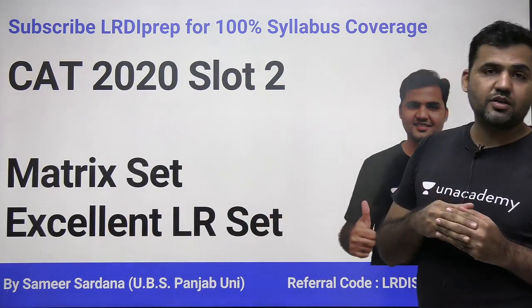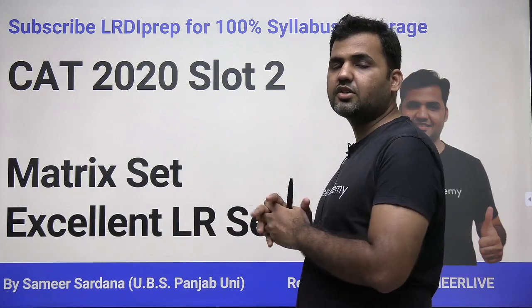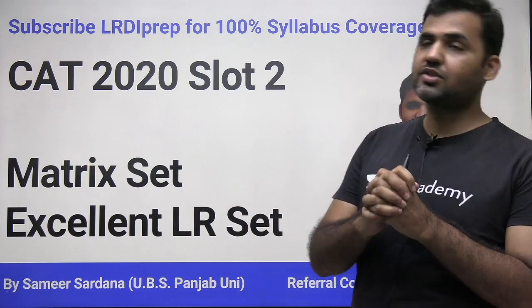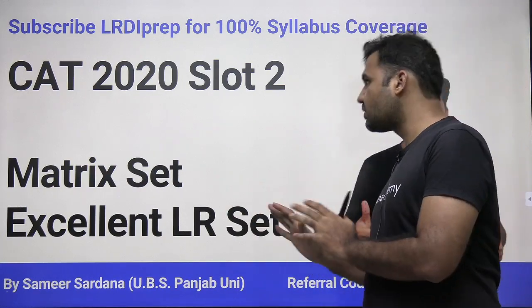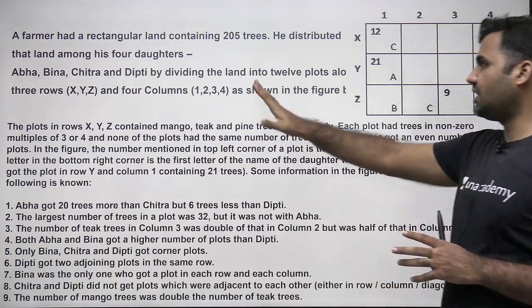In this video, we are going to discuss CAT 2020 Slot 2, a matrix filling set. It's a very important one. Every candidate preparing for CAT must do this. It's an excellent logical reasoning set. A lot of learning in this set. Let's have a look at it. Let's read the direction first.